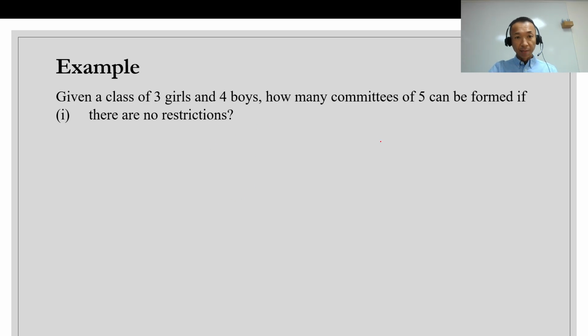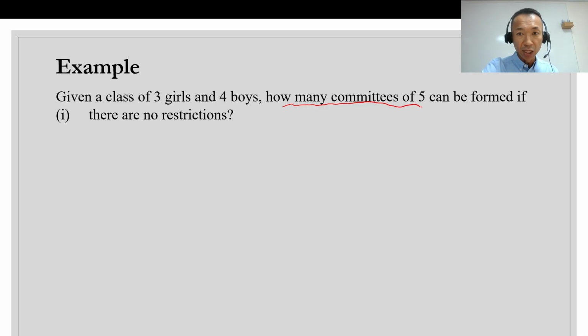Let's take a look at this example. This example has got 4 parts. Let's go through one by one. In a class of 3 girls and 4 boys, how many committees of 5 can be formed if there are no restrictions? So we must also take a look at the phrasing of the question.